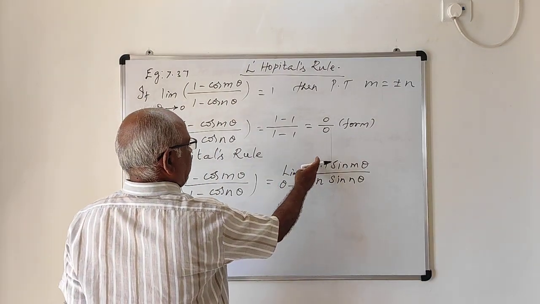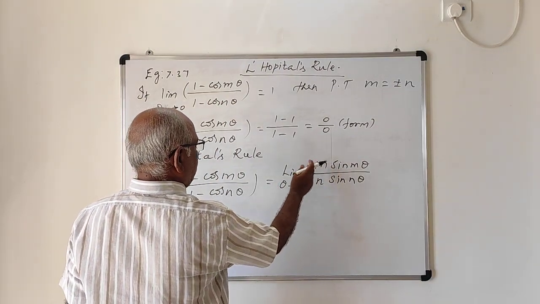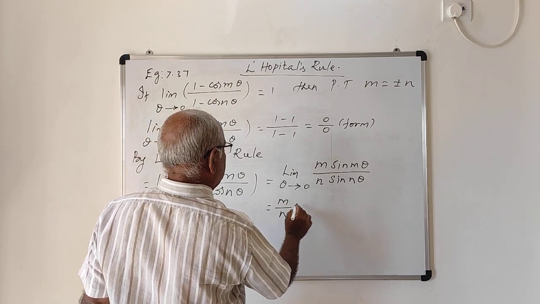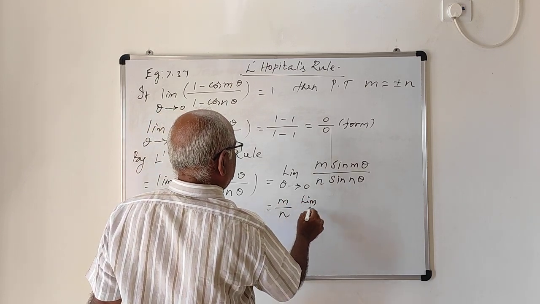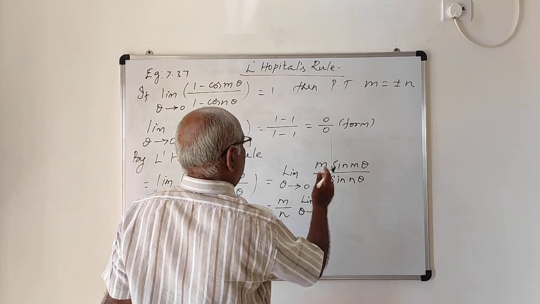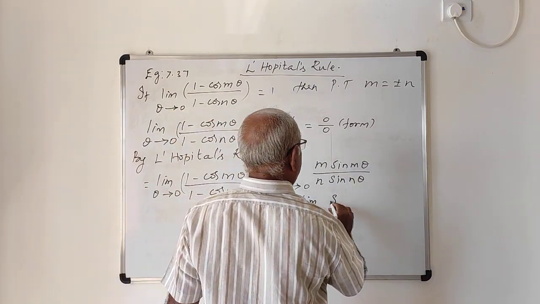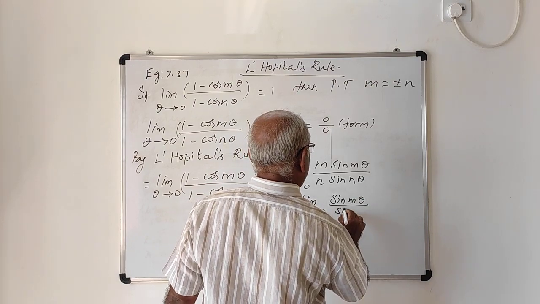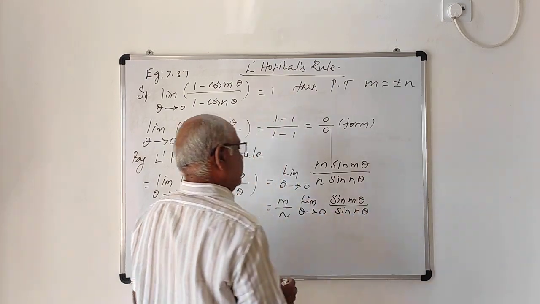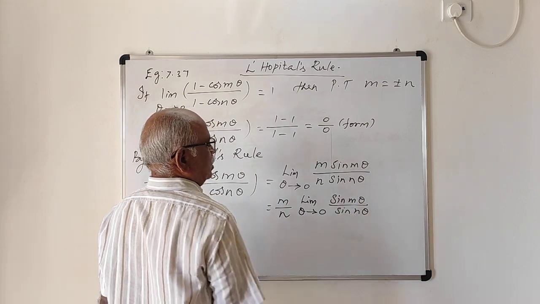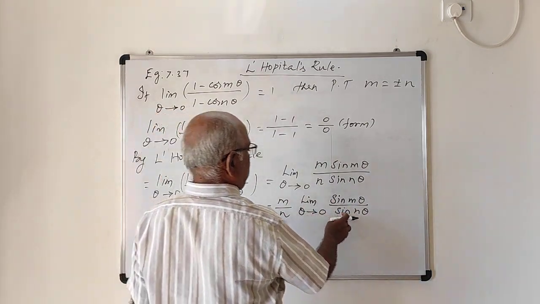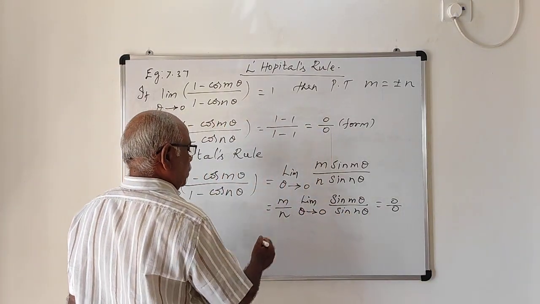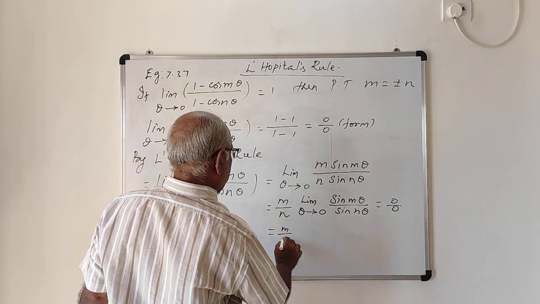You take m by n, the numerator and denominator constants, out of the limit. We get m by n times the limit as theta tends to 0 of sin m theta by sin n theta, which is again a 0 by 0 form, since sin 0 is 0. Therefore, you straight away replace the limit.